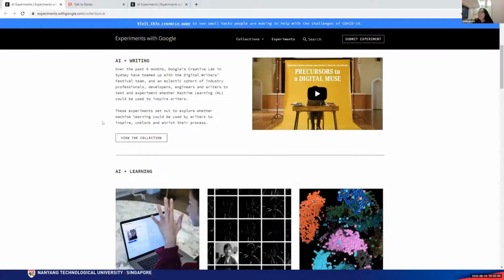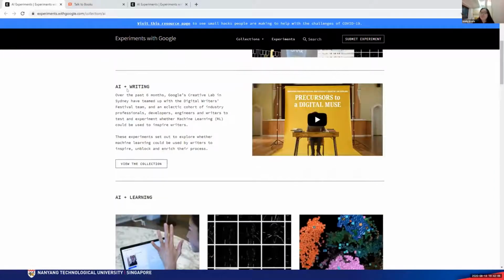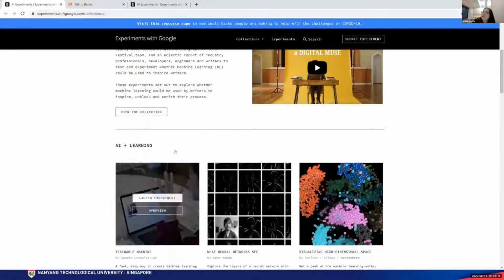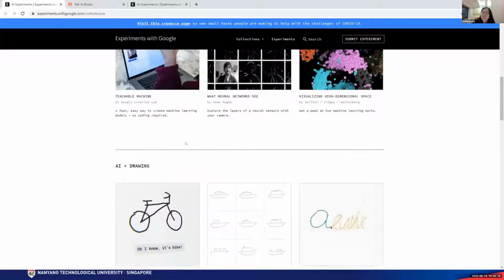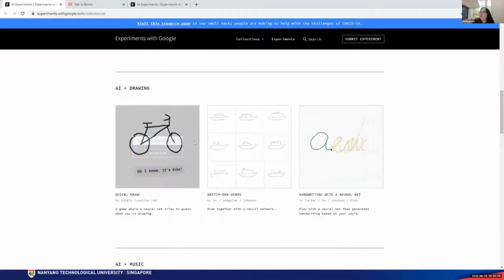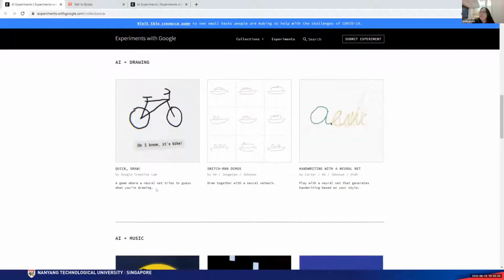Everything from NLP, so in AI writing, you can find projects where you input the first sentence and another sentence, and it can fill in something in between. You guys can look at this one later on. Quick Draw is a game that I think a lot of you have played. If not, you should try.